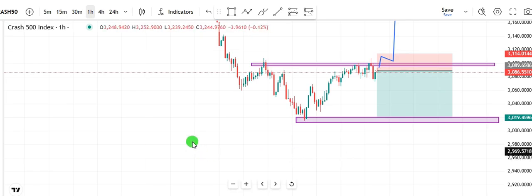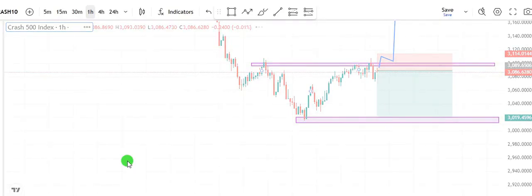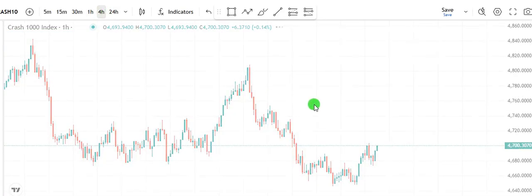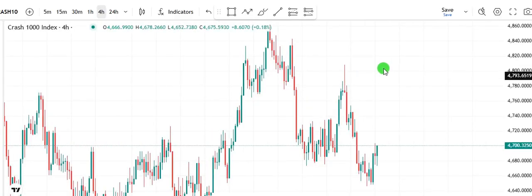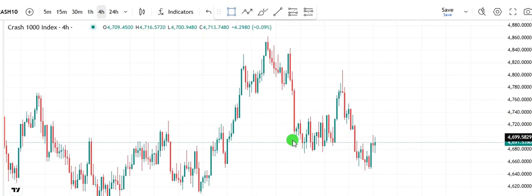Thanks so much. Actually, I just went short on our Crash 500 index. Okay, going to the final one, which is going to be the Crash 1000. And of course, going to the H4. This chart is actually a bit confusing at times. Okay, let's just mark out the structures.